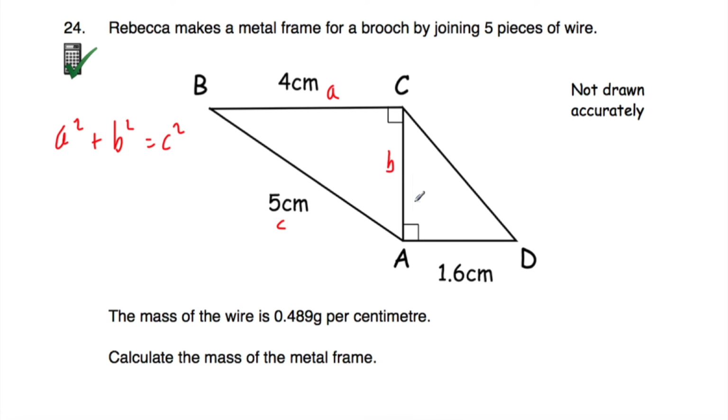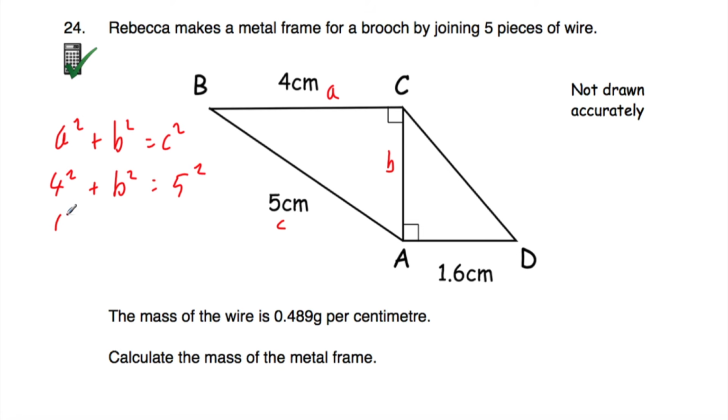And you could have called it A and B or B and A. It doesn't actually matter with the 2 shorter sides which way around you label them. So let's substitute our values in to find the length of AC, and we've called that B. So A squared, that's 4 squared, plus B squared is equal to C squared, and that's 5 squared.